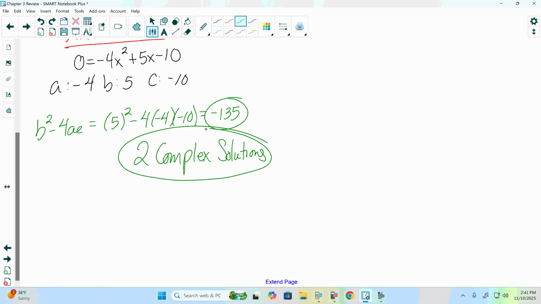It's not going to ask you to solve it. It just needs you to find the value of the discriminant, our b squared minus 4ac, and then determine if we have two real solutions, one real solution, or two complex solutions. That's it.